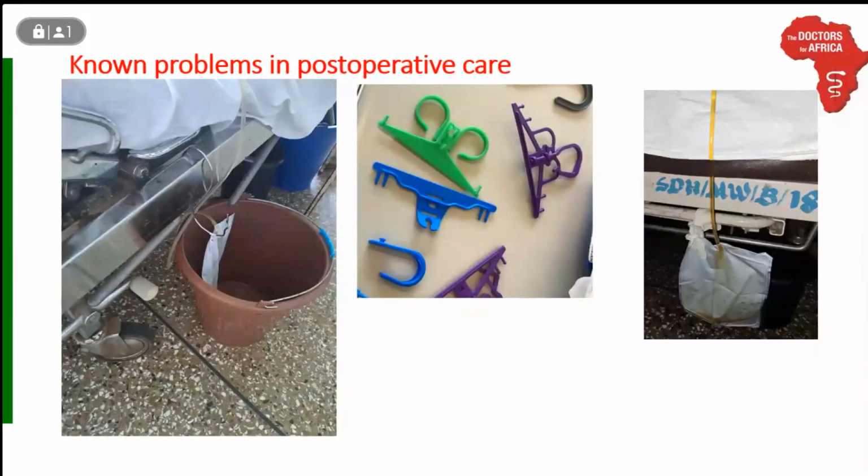Here are some examples of proper use of the materials. The bag is on an S-shaped hanger. It's opened, hanging at the bedside and into the bucket. Some examples of plastic hangers, and on the right side you see a bag tied to the bed.